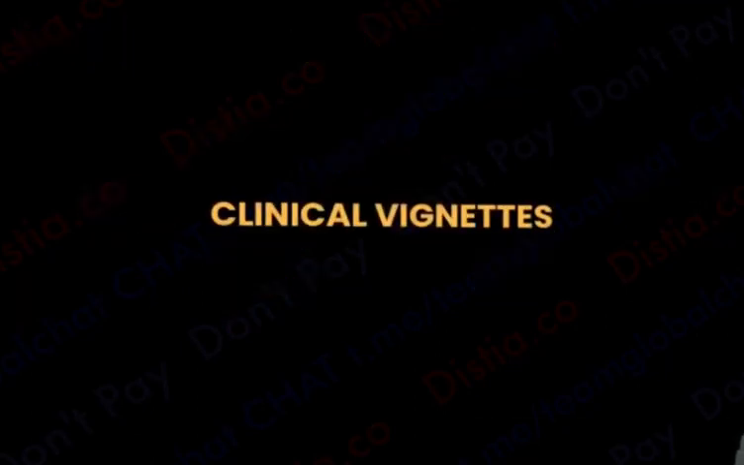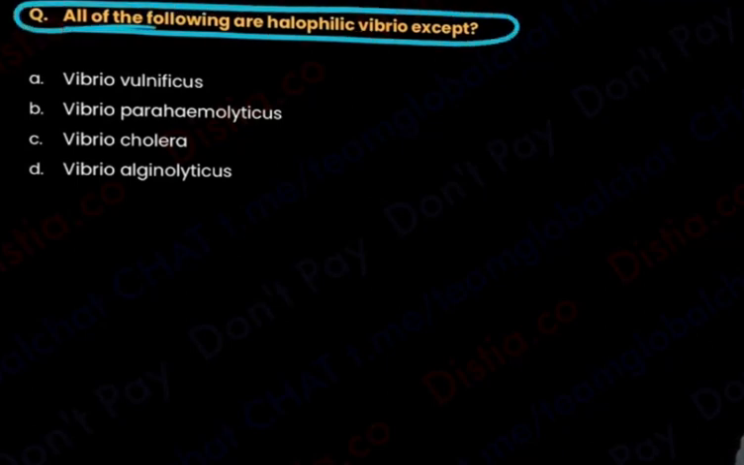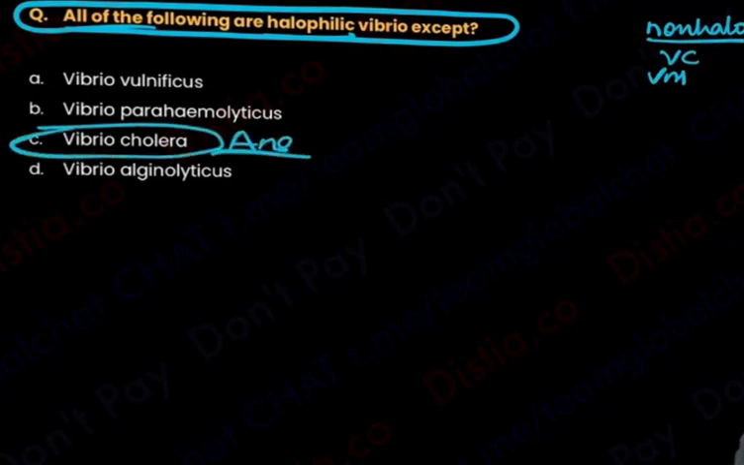So your non-fermenters, Pseudomonas, Burkholderia, all those, and even one more, Acinetobacter baumannii, which I told you belongs to the WHO ESCAPE agents. That is sorted. Are you ready for some questions of Vibrio and non-fermenters? All of the following are halophilic Vibrio except. I know the non-halophilic were only two, Vibrio cholerae and Vibrio mimicus. I can see Vibrio cholerae over here, so that is the answer.